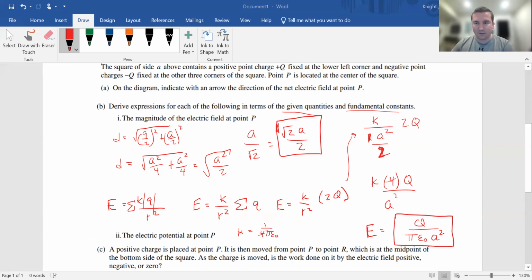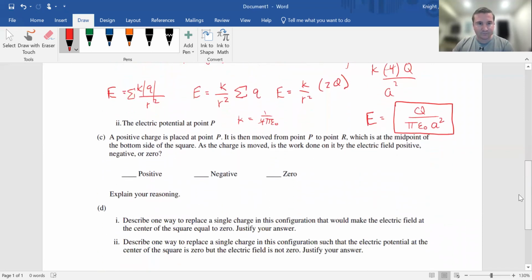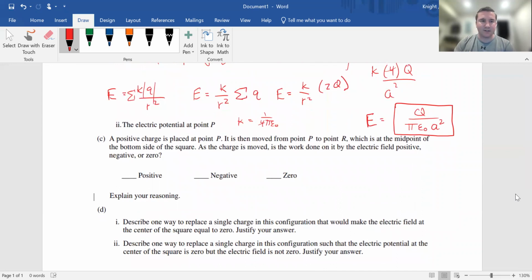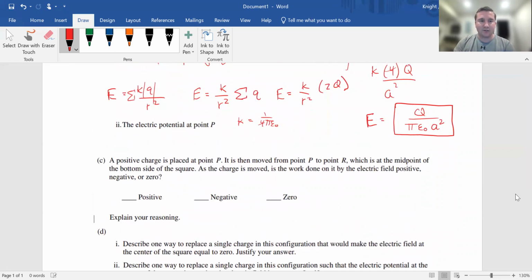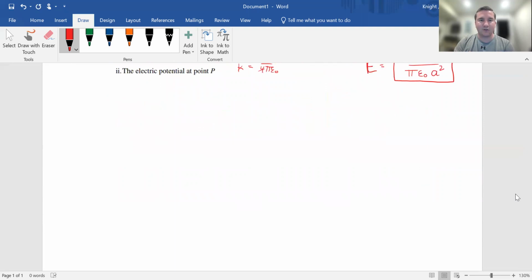Let me double check that, see if I got that right before I just move on and assume that I'm right. Because, you know, as much as I like to say that I'm always right, I'm not always right. Q over pi epsilon naught a squared is correct. So that works. All right, cool. So next is the electric potential. So let's look at the electric potential.